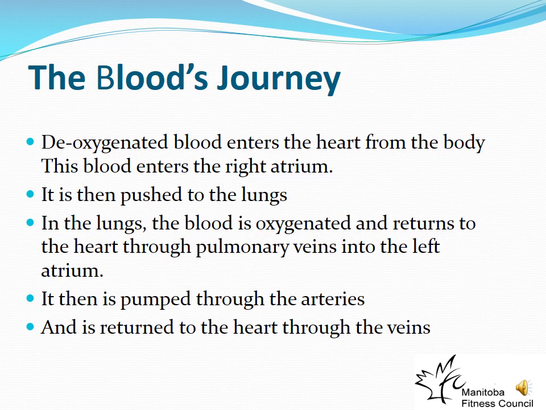Deoxygenated blood enters the heart from the body, into the right atrium. It'll move from the right atrium to the right ventricle. The right ventricle will contract and push that deoxygenated blood to the lungs. In the lungs, the blood is oxygenated and returns to the heart through the pulmonary veins into the left atrium. It'll move from the left atrium into the left ventricle. The left ventricle will serve as the pump, and it will pump it out through the arteries, and then it'll return back to the body through the veins after gas exchange has occurred. So arteries always leave the heart, veins always return to the heart.